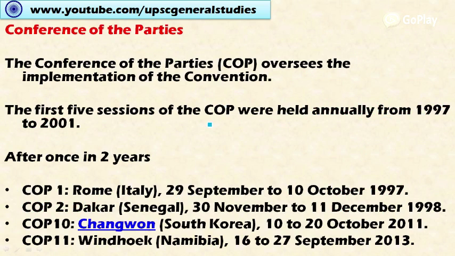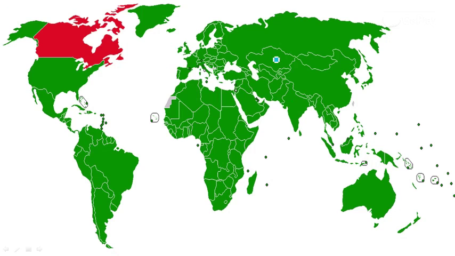So let's look at the Conference of Parties. The Conference of Parties oversees the implementation of the convention. The first 5 sessions of the Conference of Parties were held annually, that is once a year, from 1997 to 2001. After 2001, the Conference of Parties was held once in 2 years. The first COP was held in Rome, Italy, in 1997. The second was in Dakar, Senegal, in 1998, and the previous two conferences were held in Changwon, South Korea. That is the 10th conference in 2011, and the 11th Conference of Parties was held in Windhoek in Namibia. Remember this, Namibia, in 2013. The next one is to come in 2015. So this shows the Conference of Parties to the convention.